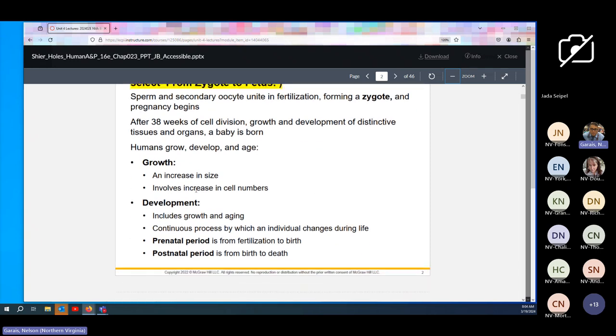It's growth and development. So right off the bat, you've got two terms. Growth means increase in size. It means increase in cell numbers, a nice little review for Thursday. It's essentially mitosis: somatic cells just growing, either in size or number. But development, I want you to think about timing.